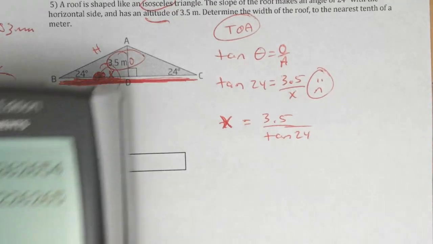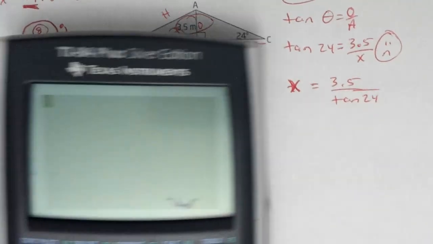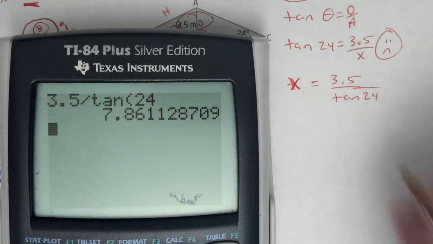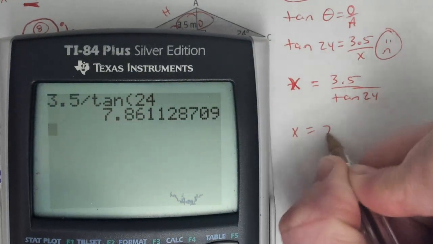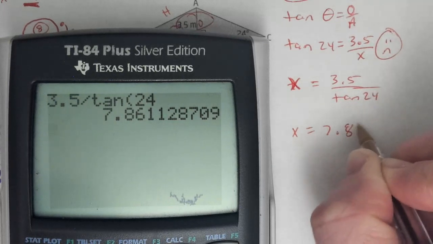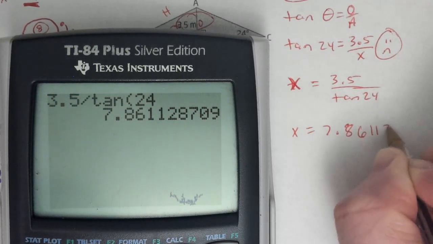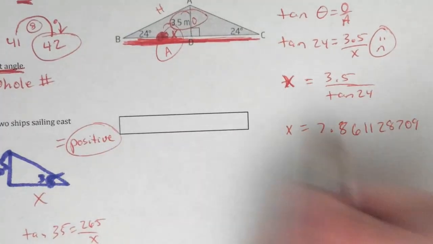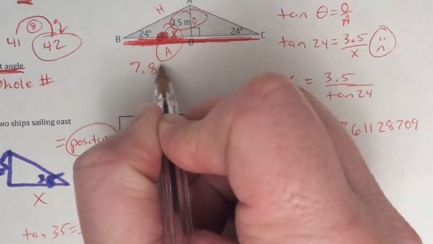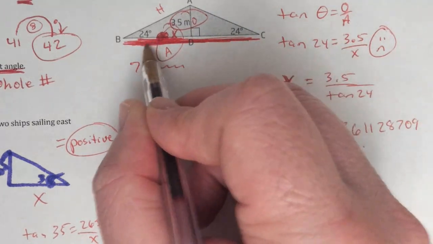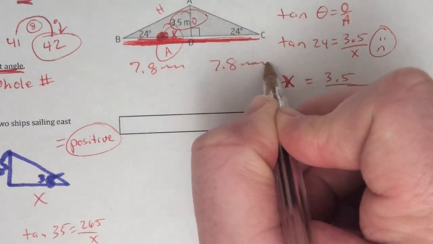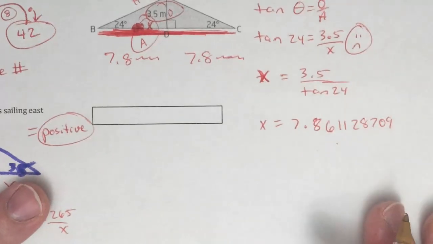If we put 3.5 divided by tan of 24 in our calculator, we get x equals 7.861128709. Now let's put that back in the picture. This side is 7.8 and a bunch of stuff, and don't we know that this will be the same thing? So that's also 7.8 and a bunch of stuff. All we have to do is put those two together.